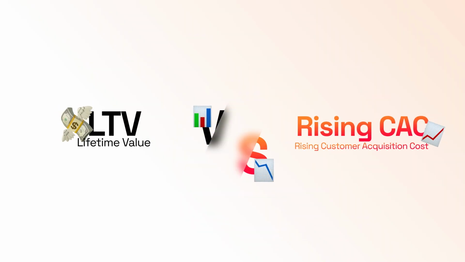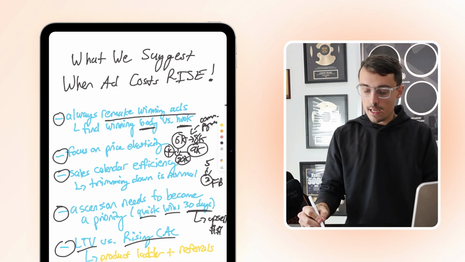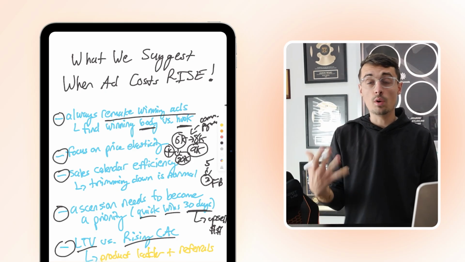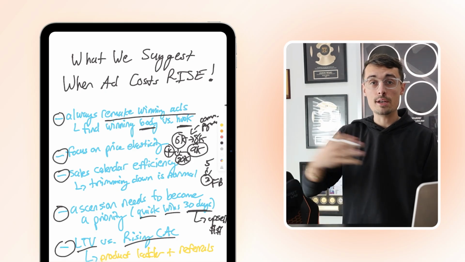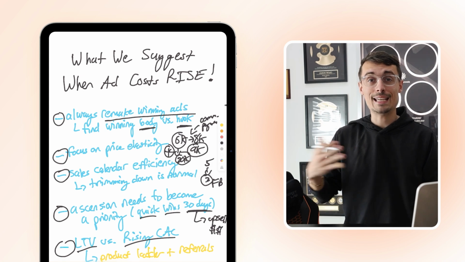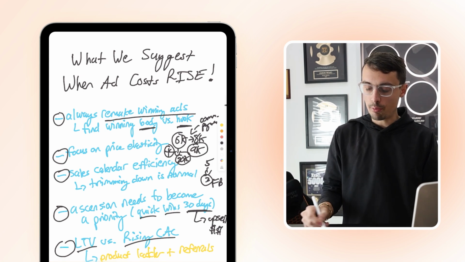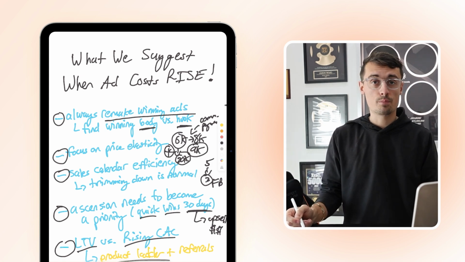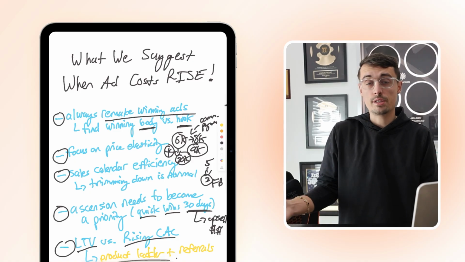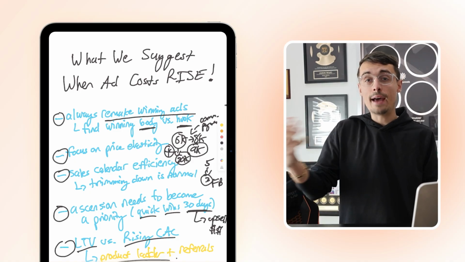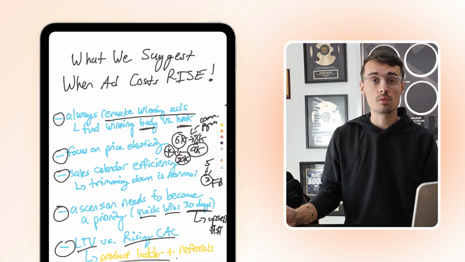And now we've got to look at LTV versus rising CAC, okay? LTV is going to allow us to understand what my lifetime value is for every single customer, so I know that I can spend a little bit more on ads and kind of eat it, okay? And that's where we're looking at product ladder for your ascension, and also product ladder in general, to see where conversion rates can rise, or simple add-ons can be added in the first 7 days of someone being a client.